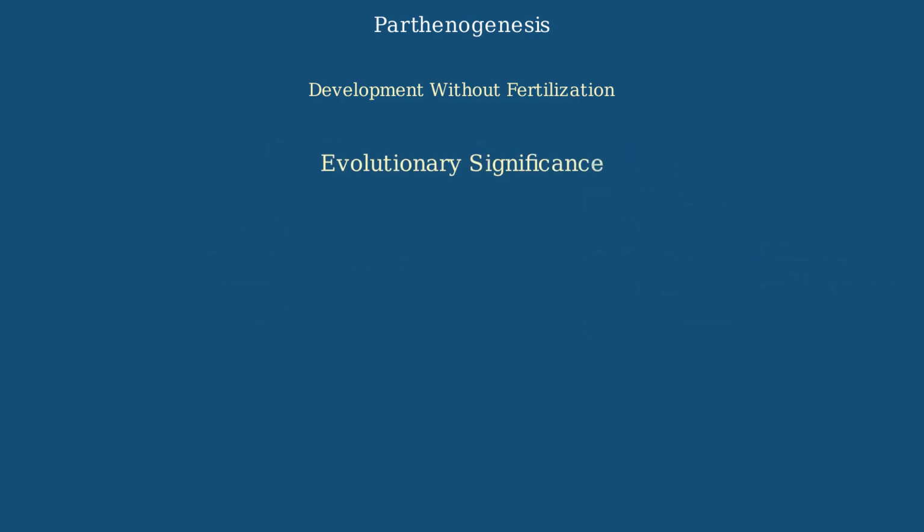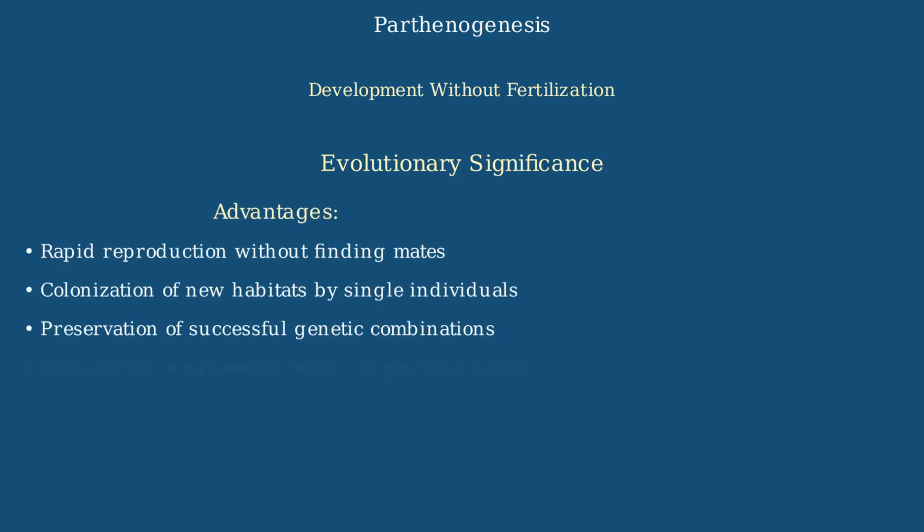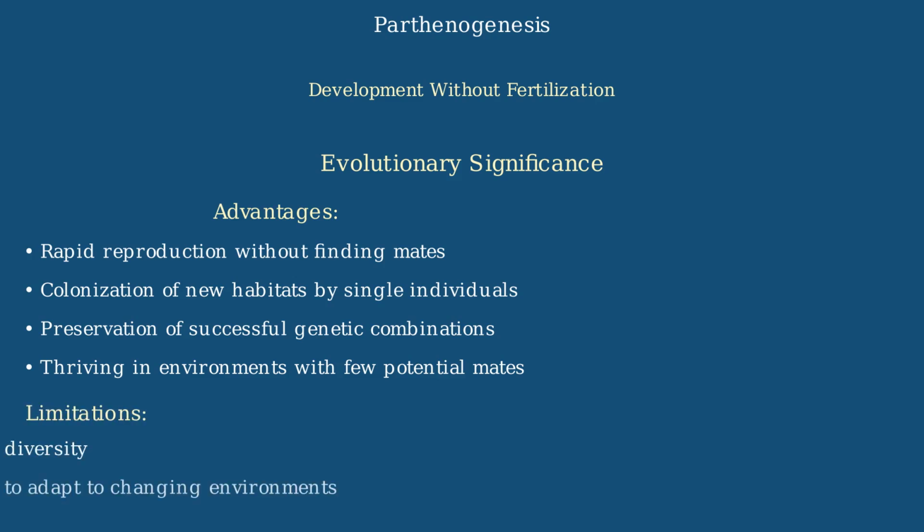Parthenogenesis offers several evolutionary advantages. It allows rapid reproduction without the need to find mates. It enables a single individual to colonize new habitats and preserve successful genetic combinations. However, there are also limitations. These include reduced genetic diversity, limited ability to adapt to changing environments, and potentially higher susceptibility to diseases.